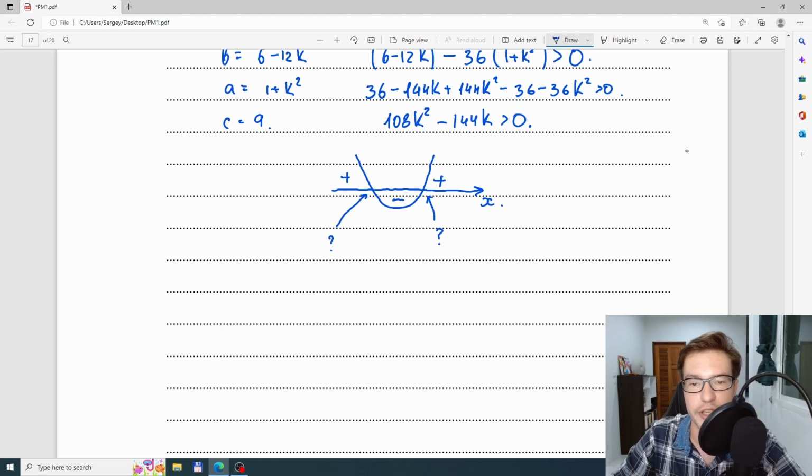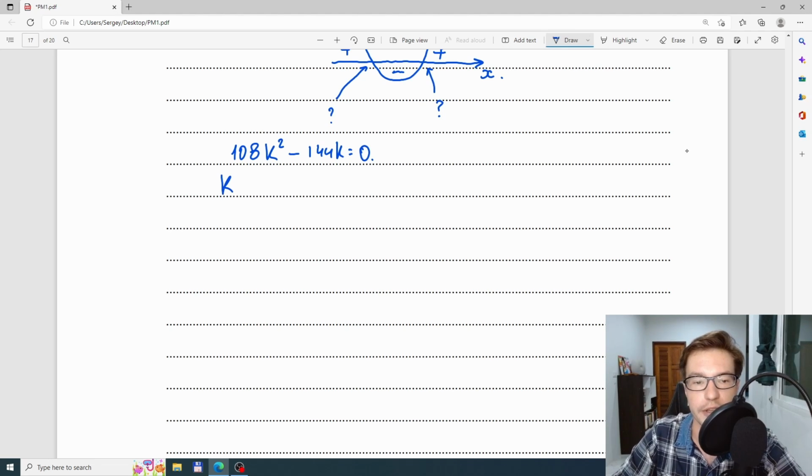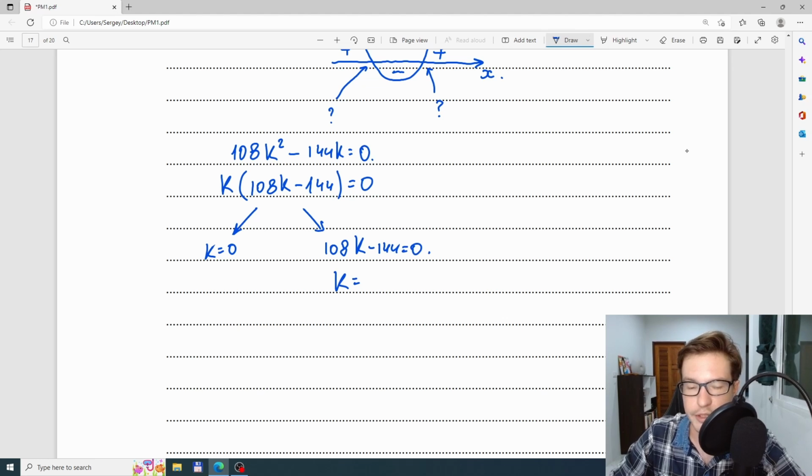And we're looking for the values for which the quadratic is bigger than 0, so it must be above the x-axis. So here it is below, to the right plus, to the left also plus. And now we're looking for these two values. And that happens when the quadratic equals 0. So I'll have to make 108k squared minus 144k equals 0. And then I'll have to solve it. I will factorize and split it into two equations. That gives me k equals 0, or the bracket equals 0. And from that equation, I will get k equals 144 over 108, which is 4 over 3.